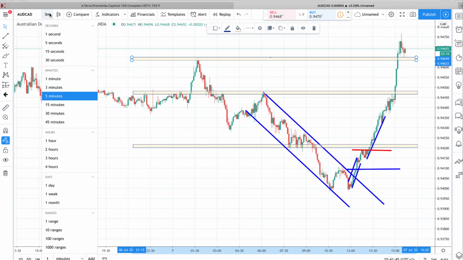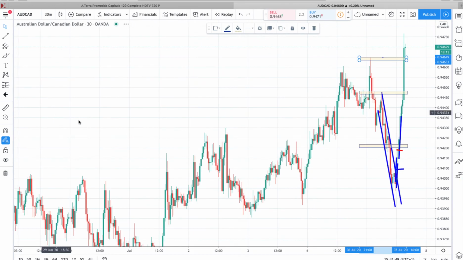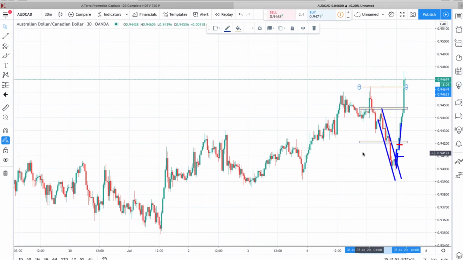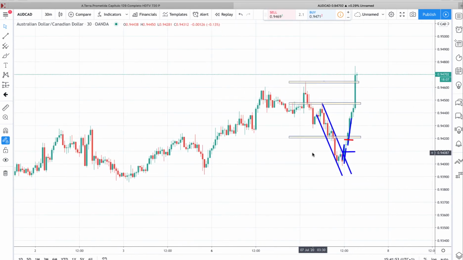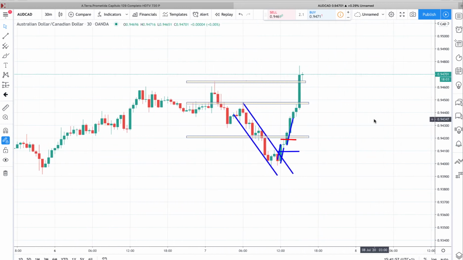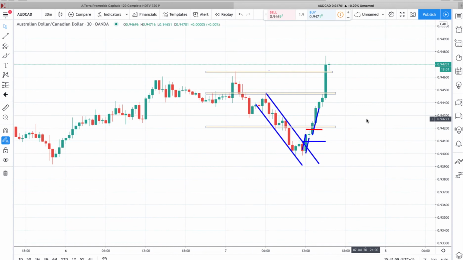Or what you can do is go to a bigger time frame, maybe 15 or 30 minutes, and that's going to give you a pretty good indication of where this price might go. Is that clear? Yeah.